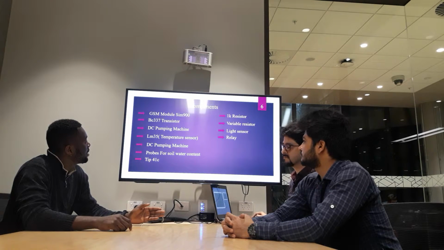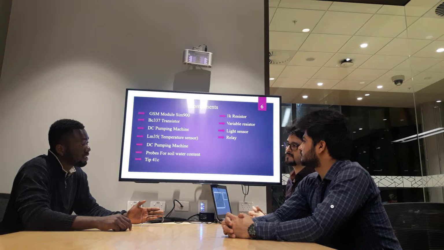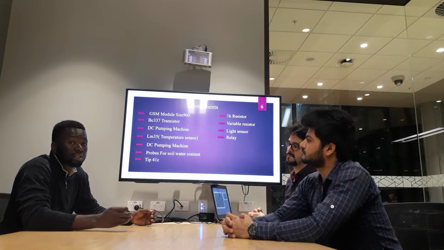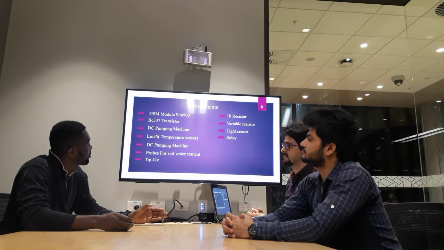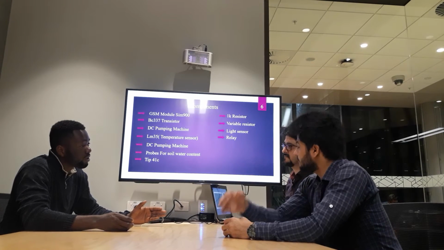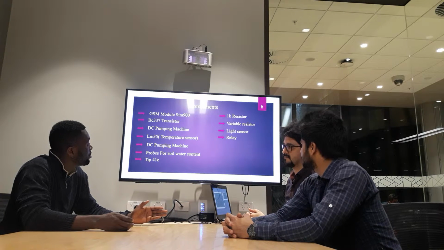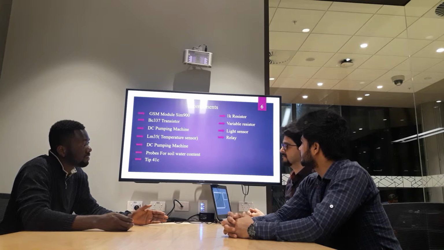The next slide is about the components. As I have mentioned, the GSM module SIM900. We are also going to use the transistor in connection with the probes, because the two probes that go to the ground will give us a negative output, which we will use with the NPN transistor. The DC motor is for pumping water from the reservoir to the farm, and we are also going to use a resistor and a relay.